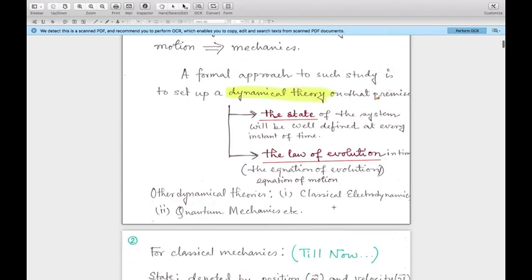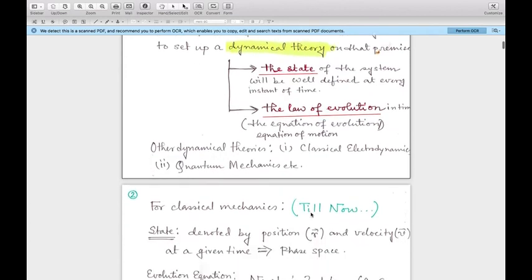So you understand maybe intuitively what this is. Like classical mechanics, maybe you can also think of classical electrodynamics, which consists of the four popular equations of Maxwell, and quantum mechanics, where the equation of dynamics is Schrödinger's equation. So both of them are dynamical theories.